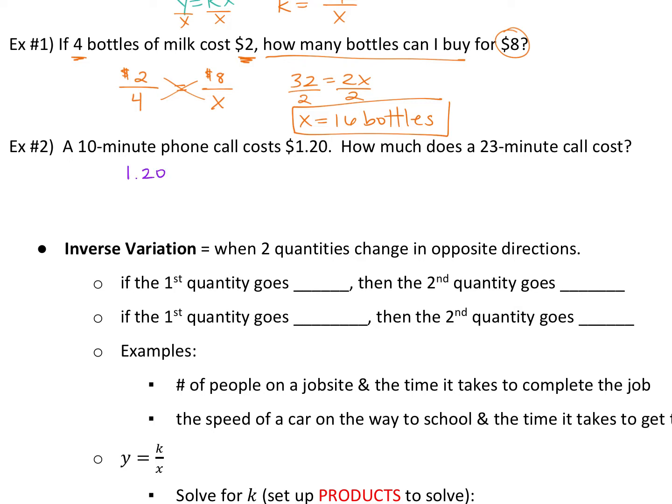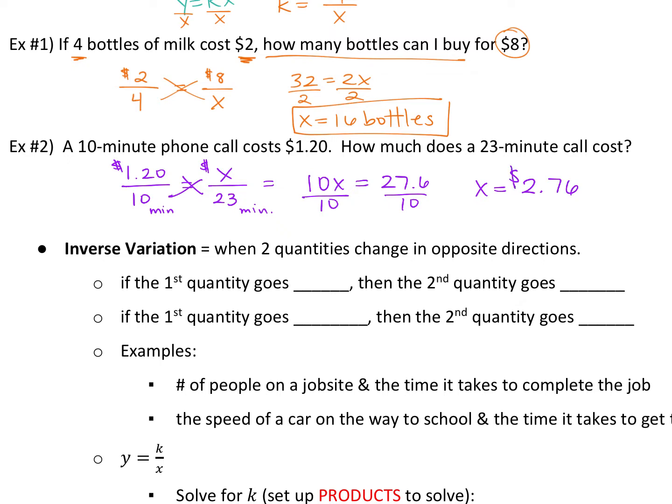Okay, so you can do $1.20 over 10 minutes equals how much does it cost, which would be x over 23 minutes. Again, this is dollars, this is dollars, this is minutes, this is minutes, right? So you want that relationship there. Dollars across from dollars, minutes across from minutes, cross multiply it, and we get 10x equals, what does that come out to? 27.6 divided by 10. So x is 2.76. We're talking dollars. So $2.76 for a 23-minute call.